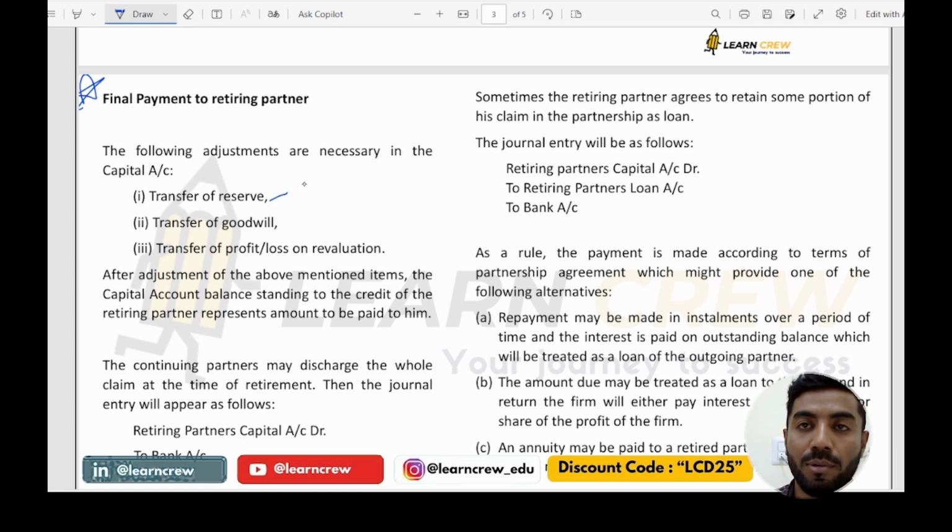One is the transfer of goodwill, whatever the accumulated profits or the surplus available in the P&L account, the reserves, all that to be transferred to the old partners. Transfer of goodwill, whatever share is there, that also to be transferred. Transfer of profit and loss and revaluation also to be transferred.